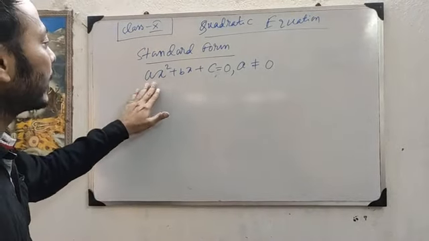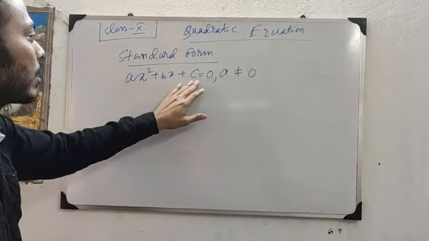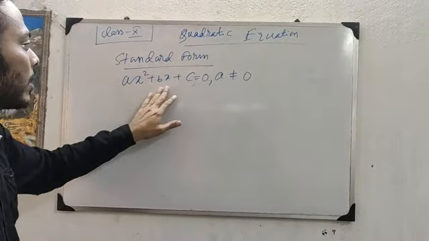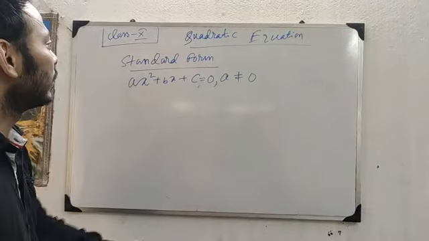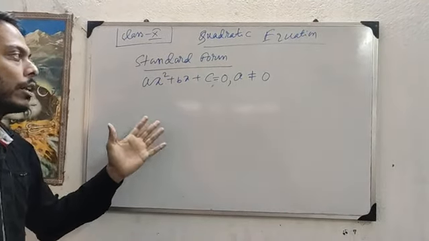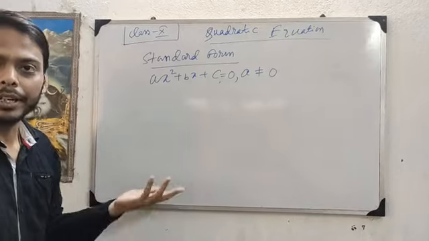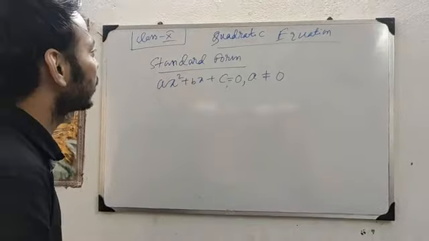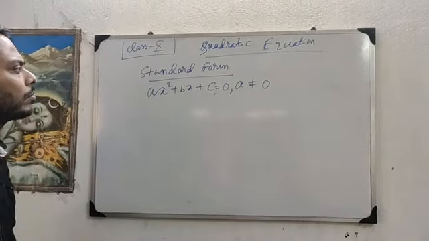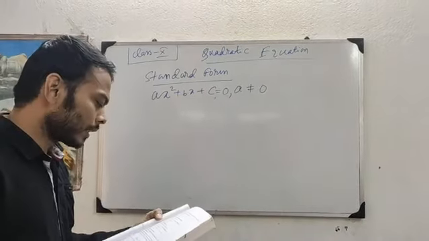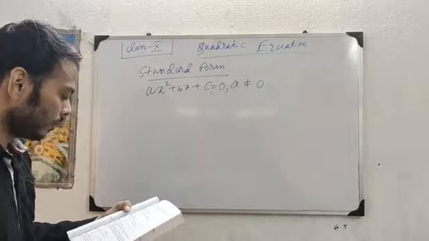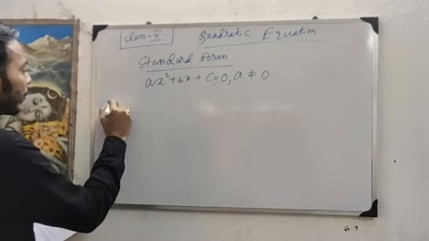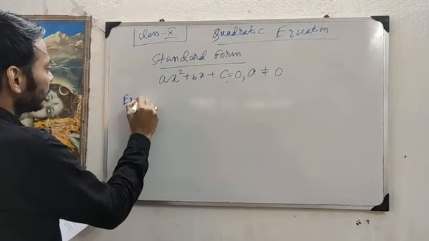So, the standard form is ax² + bx + c = 0, where a, b, c are constants with a not equal to 0. This is the standard form of the quadratic equation. You know that x is the unknown variable. Okay, we will find the value of x from the quadratic equations. So now we will go to exercise number 4.1.